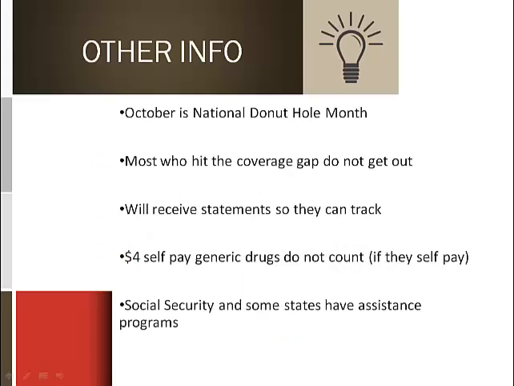So some other things I'd go over with my clients: October is National Donut Hole Month, and most people who hit the coverage gap don't get out because they hit in October. They don't spend enough in drugs for the remaining months to get out, but every January it will reset. They will receive statements so they can track, they'll get those usually monthly if they're buying drugs on a monthly basis, and they'll see how far they are from the donut hole.